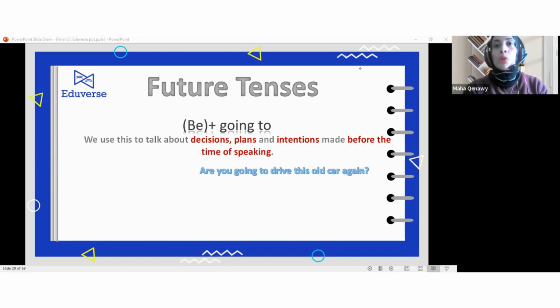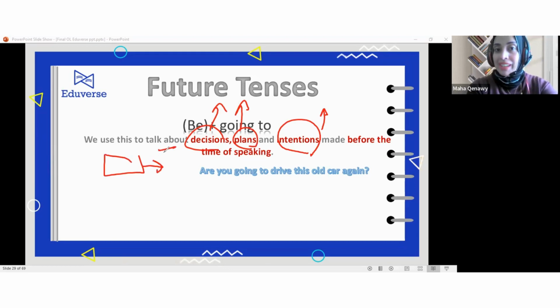But the most important thing is that I have the intention to do it. I have a plan, I have a decision. I have just planned to do it. I have some steps to achieve it. Are you going to drive this old car again? If you have the intention to drive this old car again, you're gonna be in trouble, maybe.